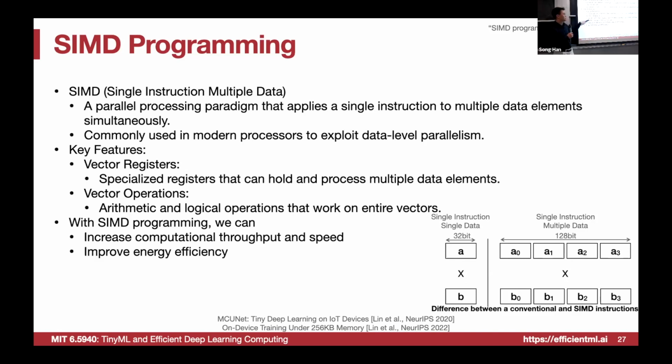So with SIMD programming, we can increase the computational throughput. With only one instruction, we can now operate on a much wider array rather than just one scalar, and improve the energy efficiency. Since in computer architecture, instruction overhead is actually not negligible, we want to try to avoid it and amortize this instruction overhead across a larger amount of data.